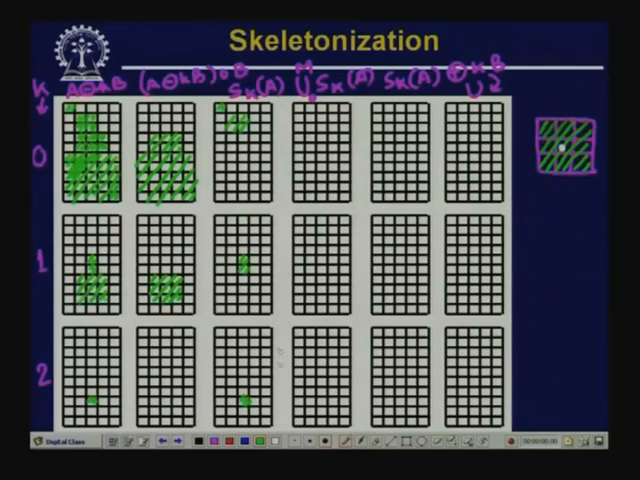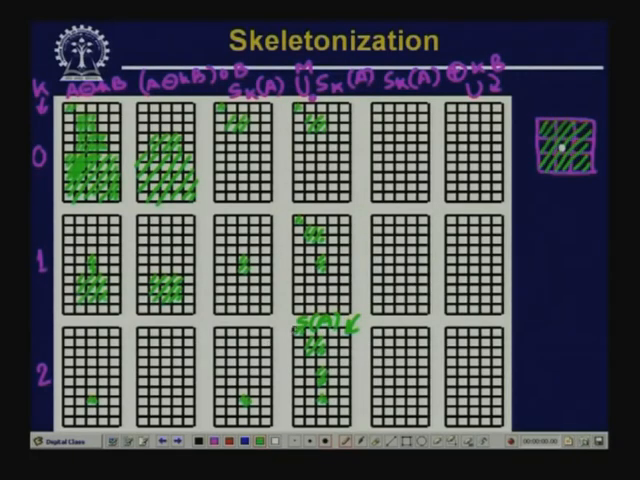Now, if you take the union of all these subskeletons, as we have defined that the final skeleton is the union of all the subskeletons, the final skeleton will have this particular shape. So, here we will get it like this. You find that this is the element which is actually our skeleton S(A).